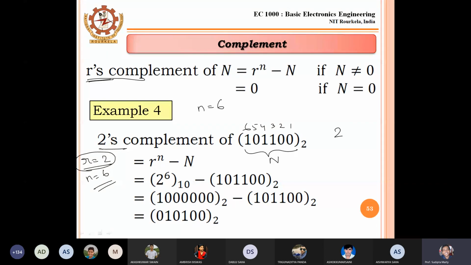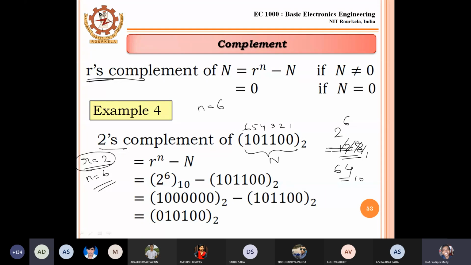Now I have to write 2 to the power 6 means 128. Sir, it is 64. 2 raised to the power 6 is 64, and 2 raised to the power 7 is 128. Okay, 64. Sorry, it was my mistake. Thank you. So it is in decimal.